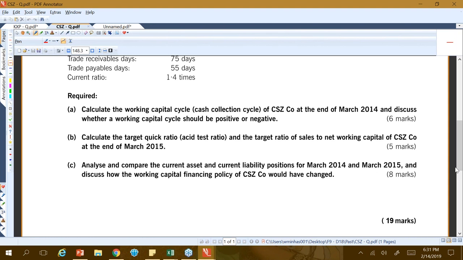We have already done some work on the cash operating cycle, or the working capital cycle, or the cash conversion cycle. They're all the names of the same thing. The calculation there was inventory days plus debtor days minus creditor days. And then we have to discuss whether a cycle should be positive or negative for 6 marks. Let's do this first and then come back to the remaining things. So let's go into the question.